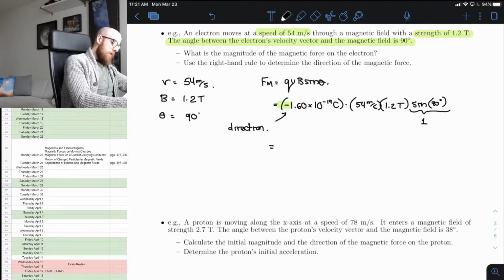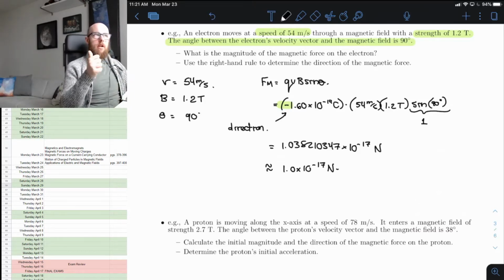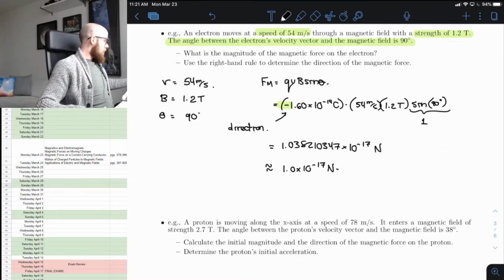I get a value of 1.038210347 newtons. So approximately 1.0 times 10 to the negative 17 newtons. Okay. Are we all good with that? So any questions so far? Are we good?